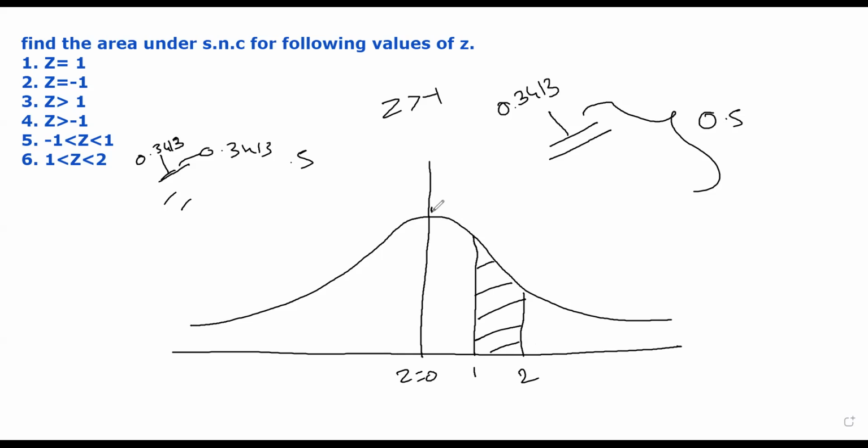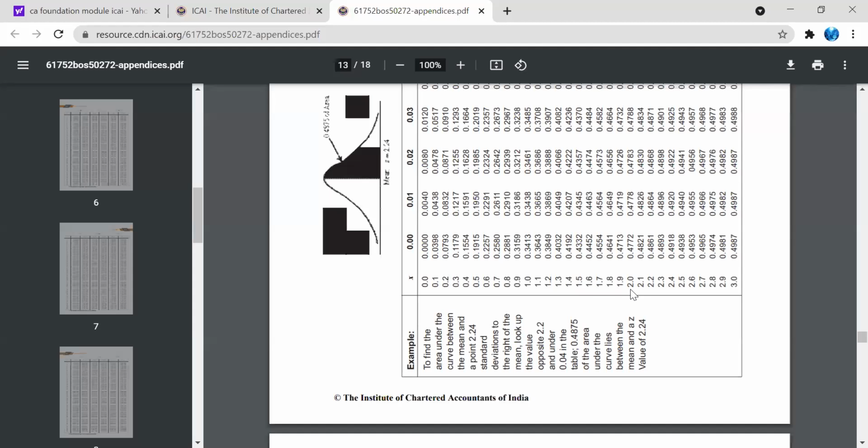What I'll do is, I'll find out the area between Z equals 0 and 2. The area between 0 and 1 we found just a while ago, 0.3413. Using the Z table, I'll again find the area for Z equals 2. So where is Z equals 2? Here. So what is the area between Z equals 0 and 2? 0.4772. 2 is here, 2.00, so this is our area.